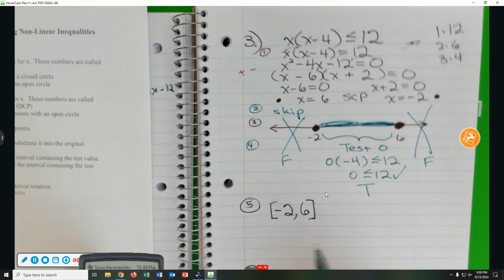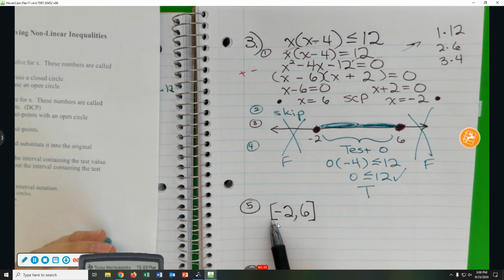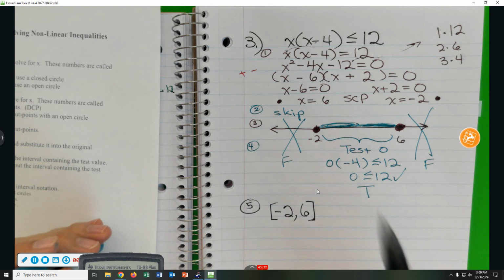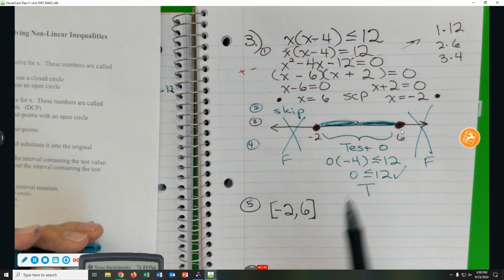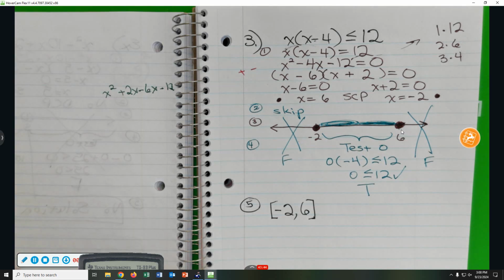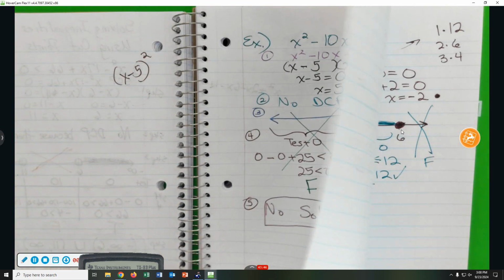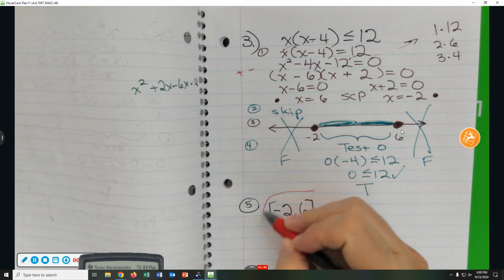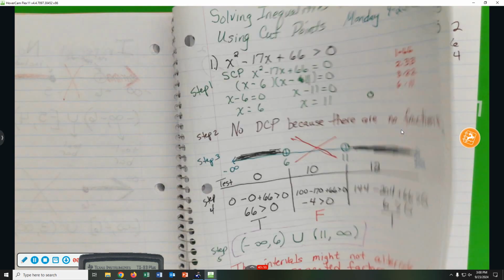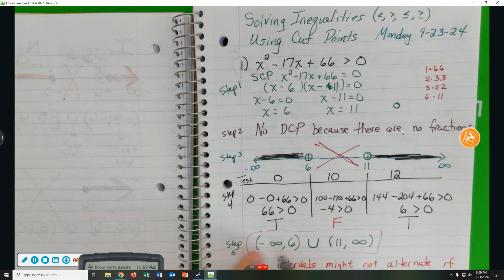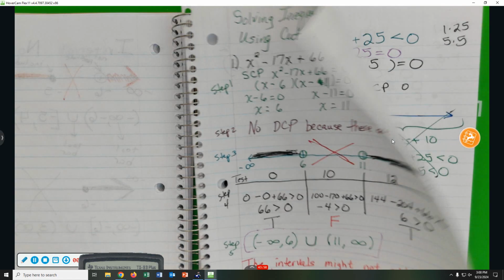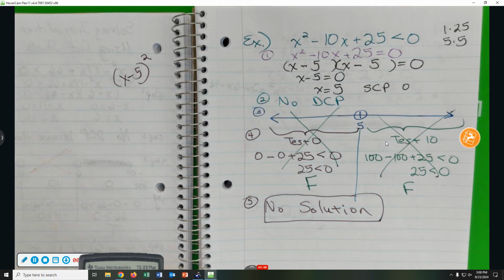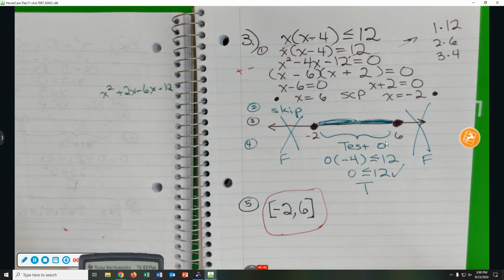This is called a closed interval. An interval that starts and ends with a bracket is called a closed interval. And why is it called a closed interval? Because it starts and ends with closed circles. Something with 2 parentheses is called an open interval. So you can have open intervals and closed intervals, or you can have it open at one end and closed at the other end.